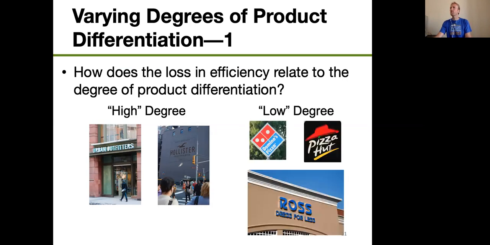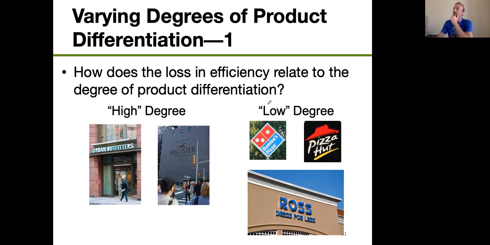On the other hand, if we have a low degree of product differentiation, and so some examples might be, I don't know, Domino's versus Pizza Hut, or Ross versus Marshall's, clothing stores, right? So these are low degrees of product differentiation. They can maybe make you pay a little bit more than their competitors, but not that much more, right? Domino's Pizza, if it's more than $1 or $2 more than a Pizza Hut pizza, you're not going to spring for it. You might pay an extra dollar or two, right? That's a low amount of product differentiation.